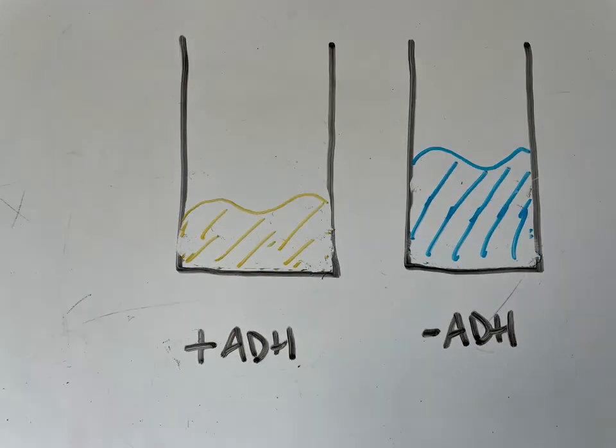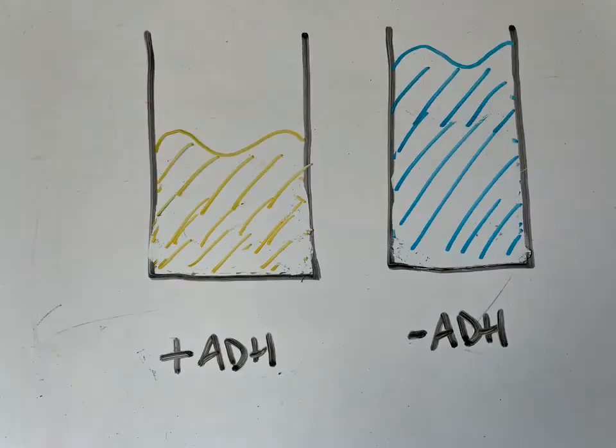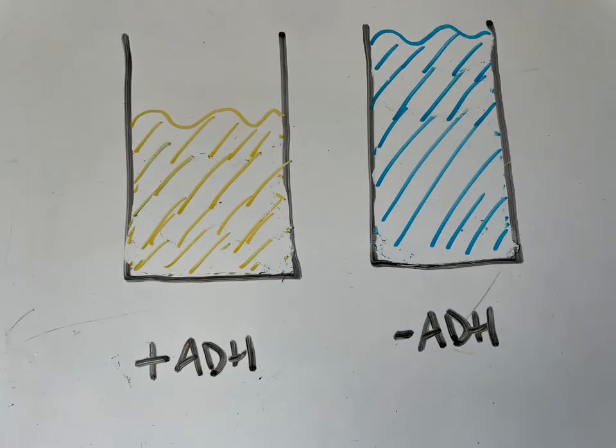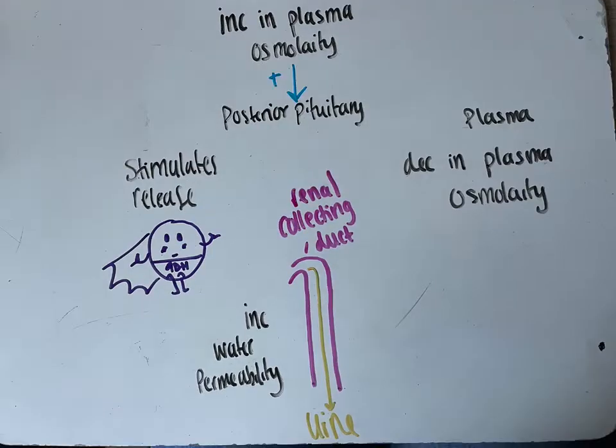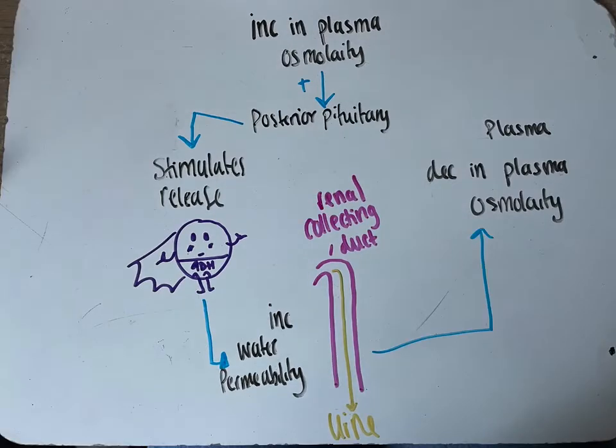Absence of ADH forms dilute urine. Presence of ADH forms high concentration urine. If it's too concentrated, ADH is released. Control of ADH is a negative feedback loop.